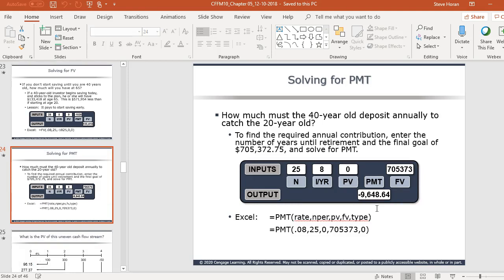And so then the question is, how much does that 40-year-old need to kick in per year to catch up, basically to catch up to the 20-year-old who started saving 20 years prior? And so we can solve for the payment now. So we're going to solve for the PMT, and you can see how we do that. That's the last key that we enter. You only have 25 years to catch up, 8%, to get that 705. So you have to put in more, 9,648 per year to get there.